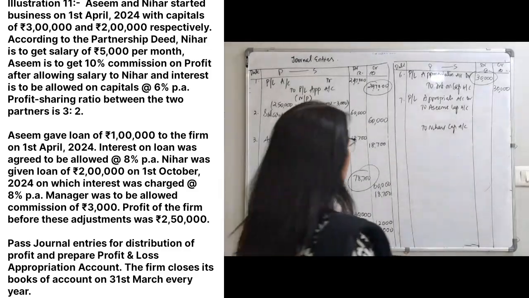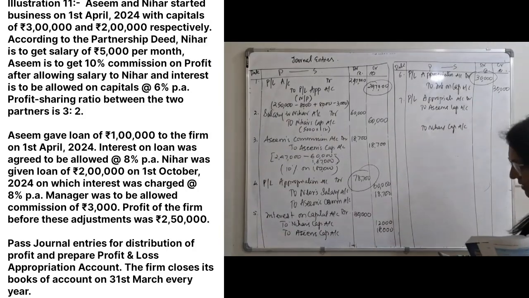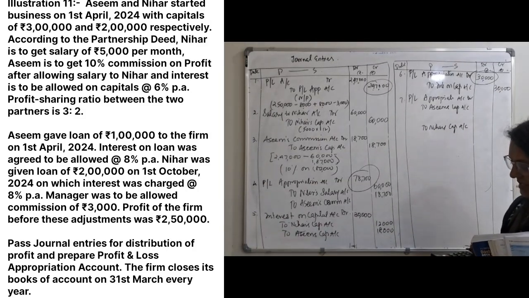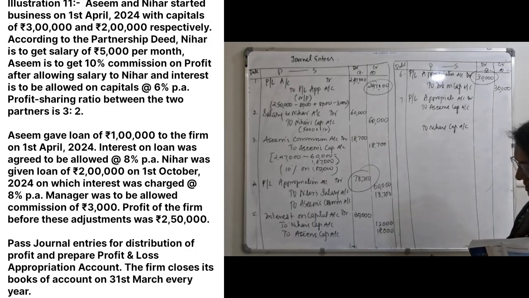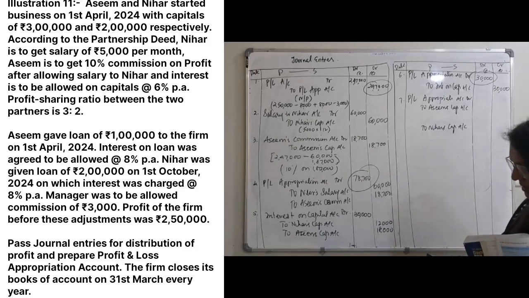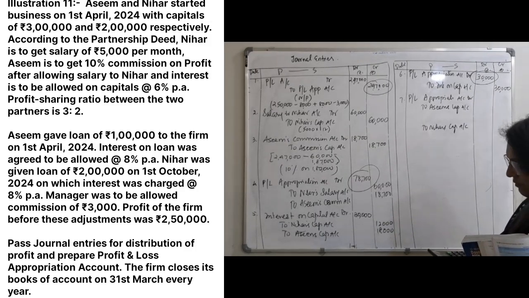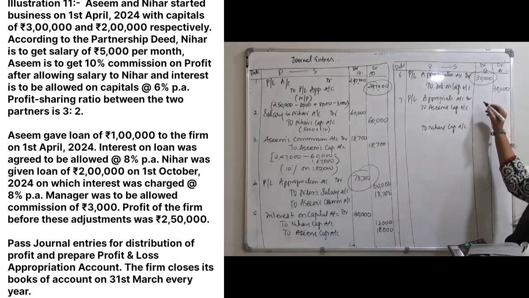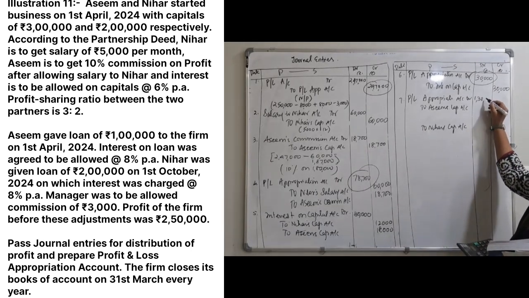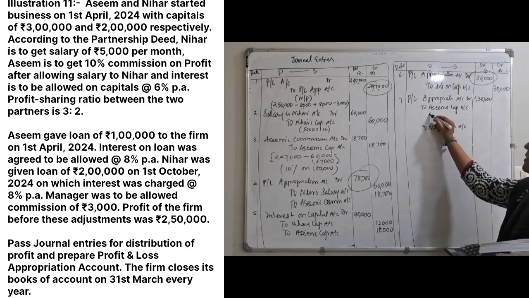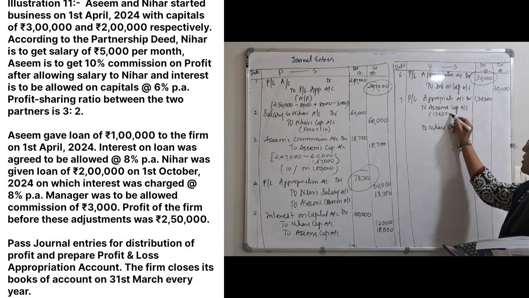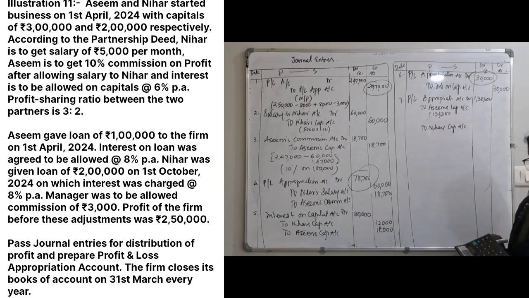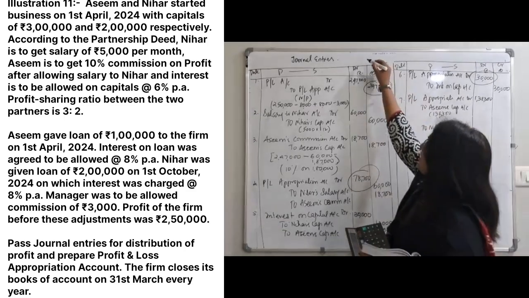So let's take the total. It's 2,47,000 on the credit side, minus 78,700, minus 30,000, which comes to 1,38,300. And their ratio is, sorry, 3:2. Ratio is 3:2.